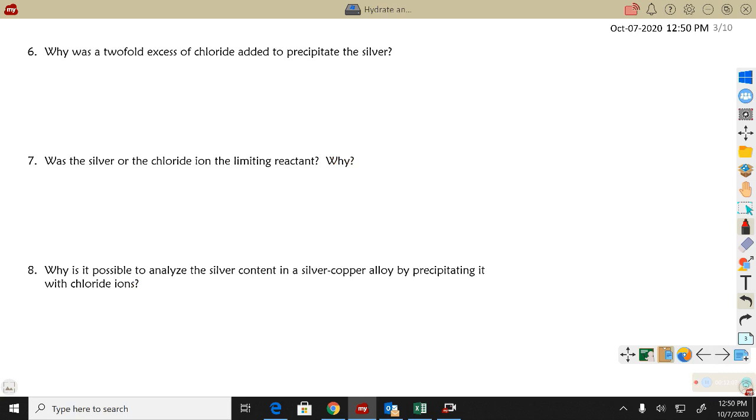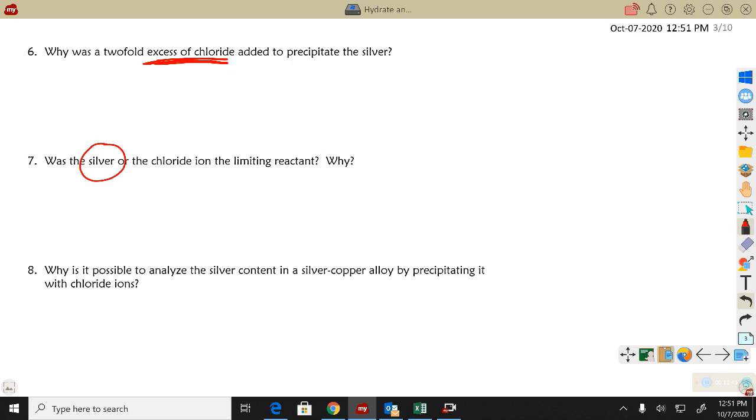Number 6, why was a twofold excess of chlorine added to precipitate the silver? Which kind of answers question 7 while I'm thinking about it. Number 7 says, was the silver or the chloride the limiting reactant? Well, they just tell us in number 6 that there was excess chlorine. So I guess by process of elimination, the silver was the limiting reactant. And I guess if I just finish number 7 while I'm thinking about it, why was silver the limiting reactant?